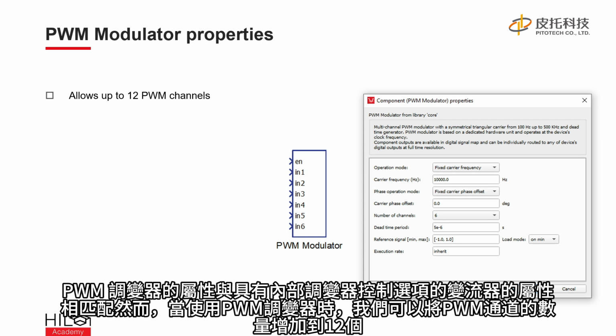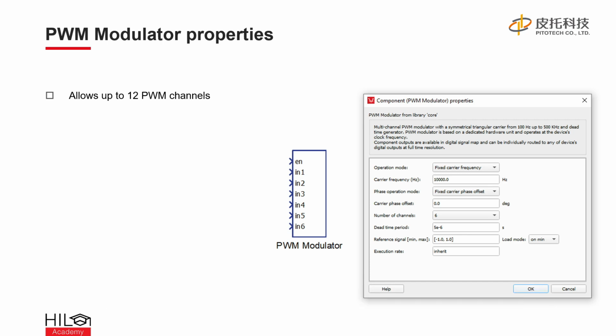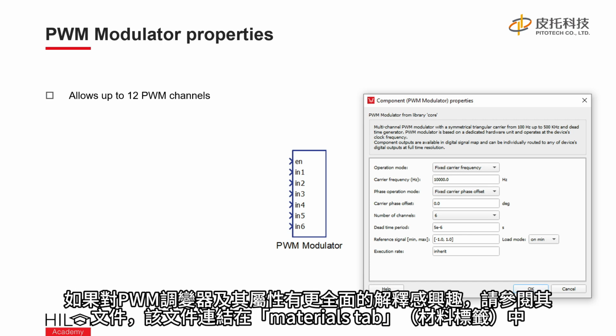The properties of the PWM modulator match those of a converter with the internal modulator control option. However, when using the PWM modulator, we can increase the number of PWM channels up to 12. This means that we can have up to 12 carrier signals generated in the PWM channels component, all of which can have separate variable frequencies or phase offsets. If you are interested in a more comprehensive explanation of the PWM modulator and its properties, please refer to its documentation, which is linked in the Materials tab.